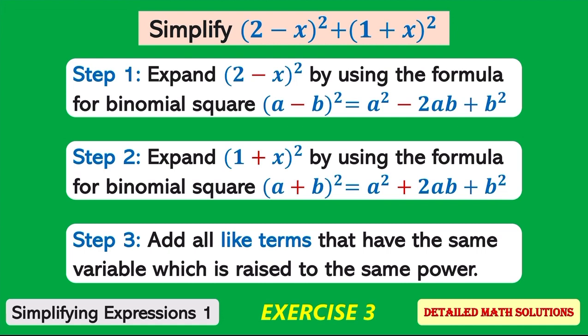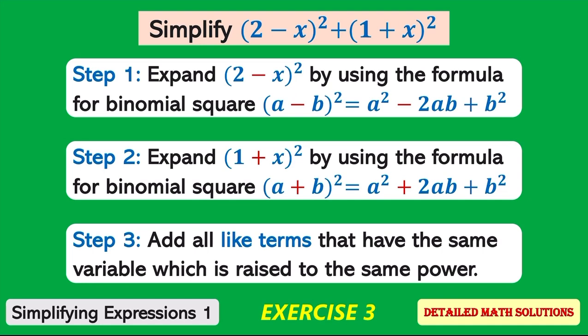The first step is to expand the first binomial, 2 minus x in parentheses squared, by using the formula for binomial square: a minus b in parentheses squared equals a squared minus 2ab plus b squared.